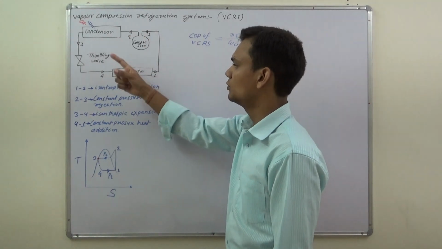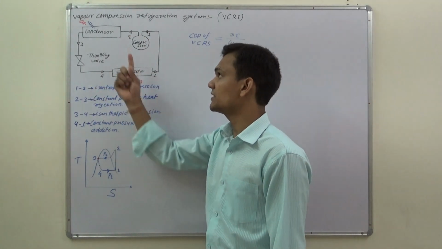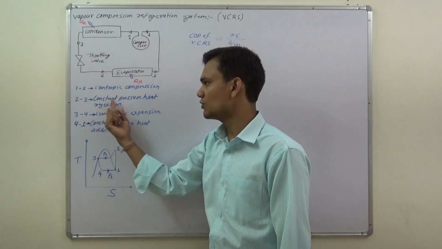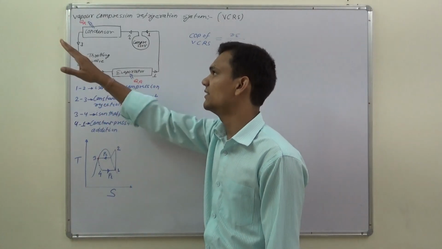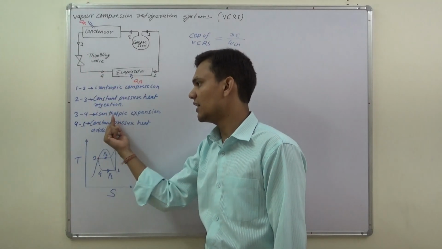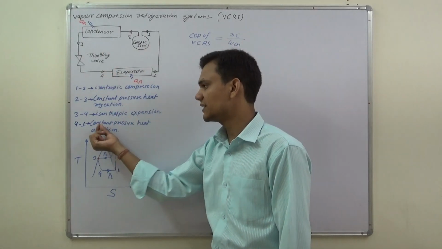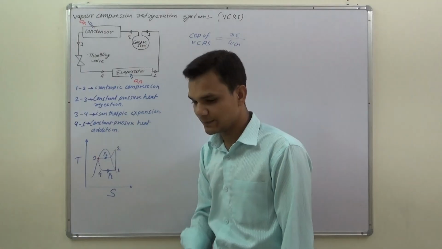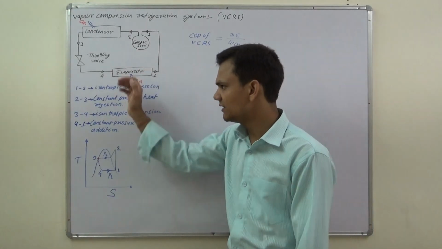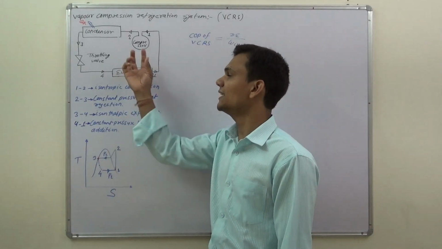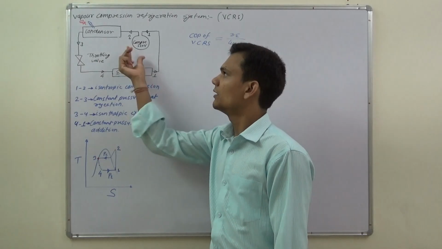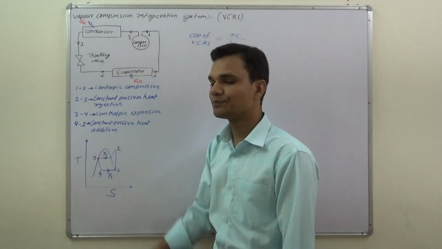1 to 2 is known as isentropic compression, 2 to 3 is known as constant pressure heat rejection, 3 to 4 known as isenthalpic expansion and 4 to 1 known as constant pressure heat addition. Let's understand these four processes, but before that we understand the components. Start from the compressor.